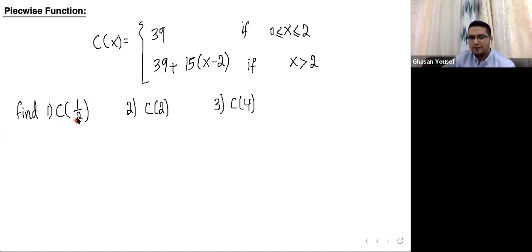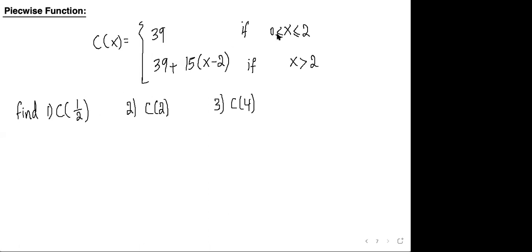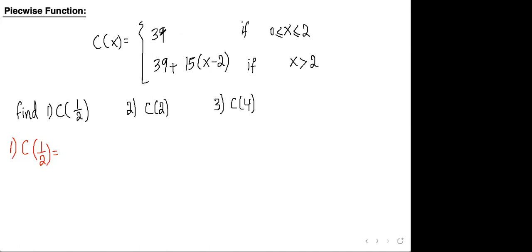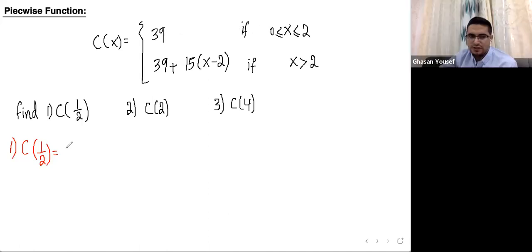So now 1/2, where does 1/2 lie, inside this interval or inside this interval? Which interval is satisfied by 1/2? The first one, because 1/2 is between 0 and 2, not greater than 2. So what is the answer for c of 1/2? 39. You should use this function. The answer is 39.